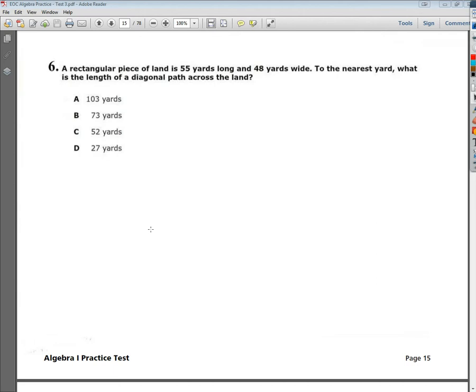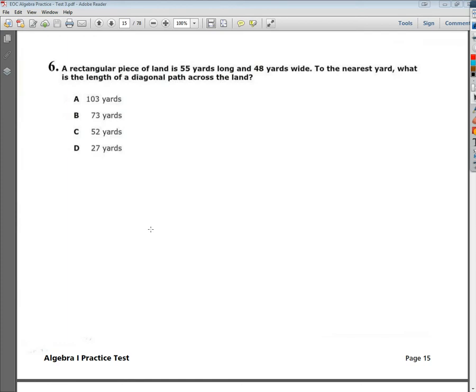This is the Algebra 1 end of course practice test number 3, question number 6. A rectangular piece of land is 55 yards long and 48 yards wide. To the nearest yard, what is the length of a diagonal path across the land? Now, you may know exactly what to do here.